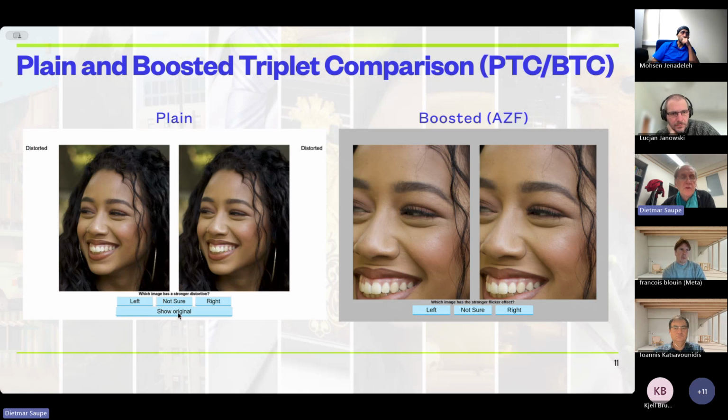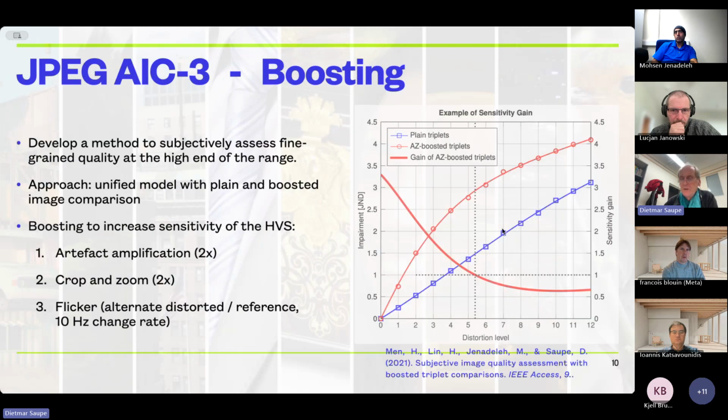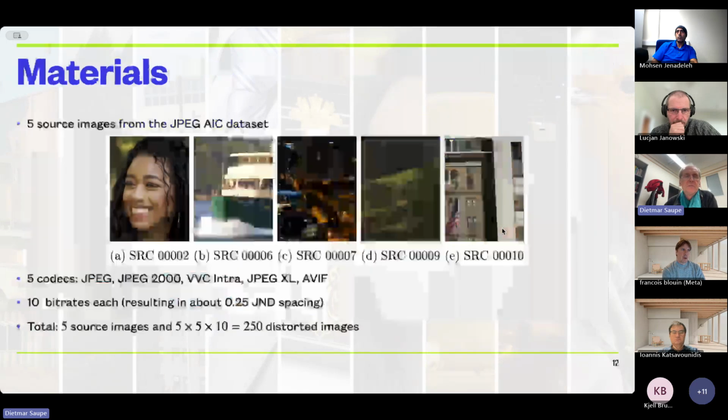And you can click on Show Original to flip, or to change the images to the original. So you see the original in the background, and you can bring it up in the foreground and flip back and forth. And people are asked to at least look at the reference images once before making a decision. So then we can also have these curves here as in our previous study.